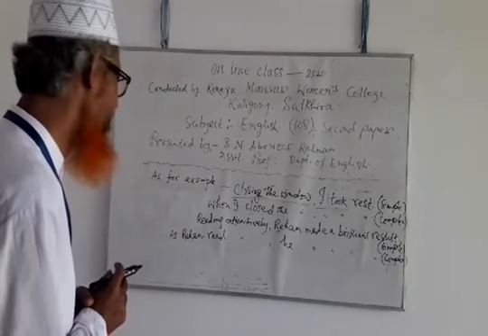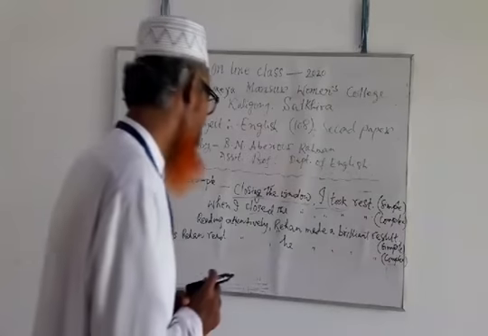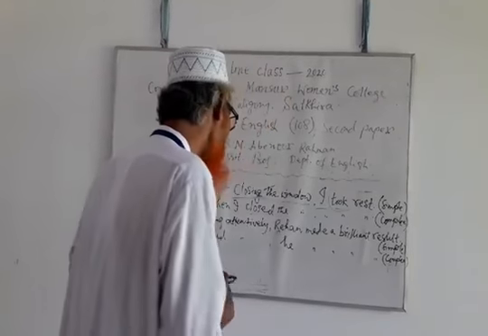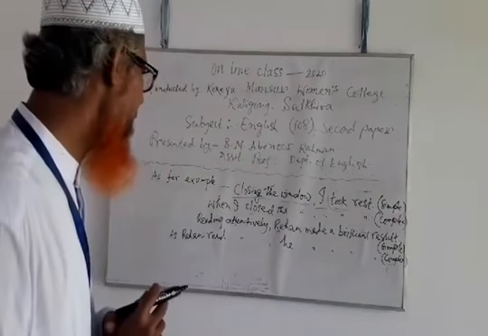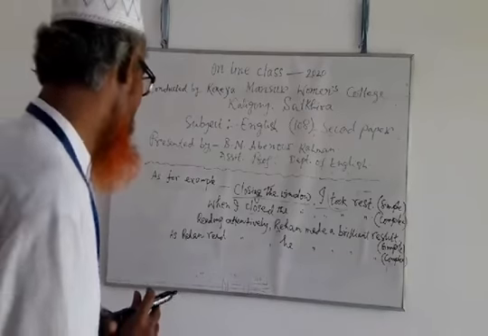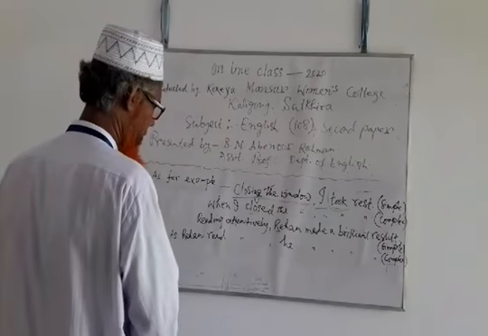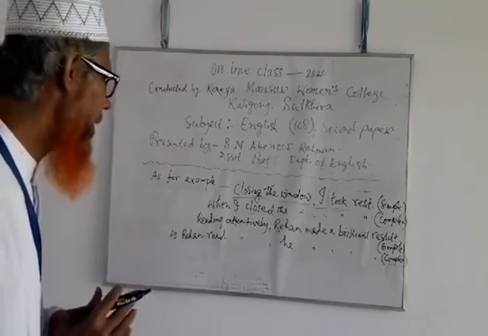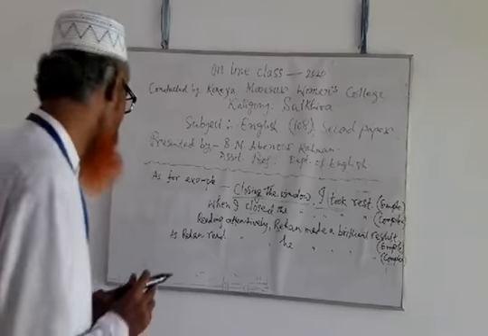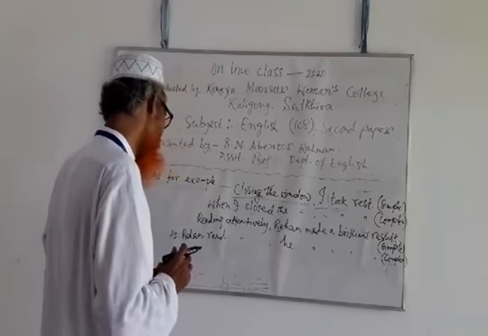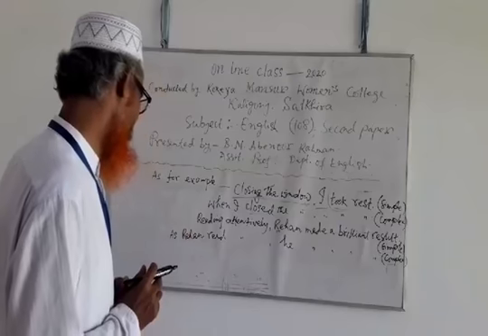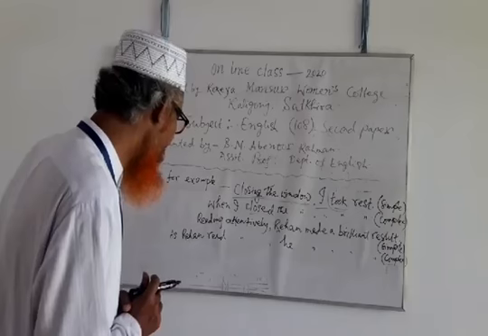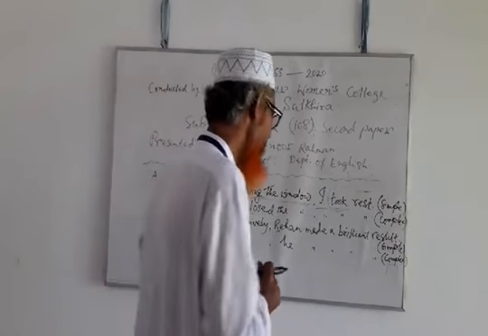Why have we used as? If we ask a question, Rehan made a brilliant result. Why did Rehan make a brilliant result? Because he read attentively. So it indicates a reason for his making a brilliant result. That's why we have used here as. As it indicates a reason. So the complex sentence is: as Rehan read attentively, he made a brilliant result.